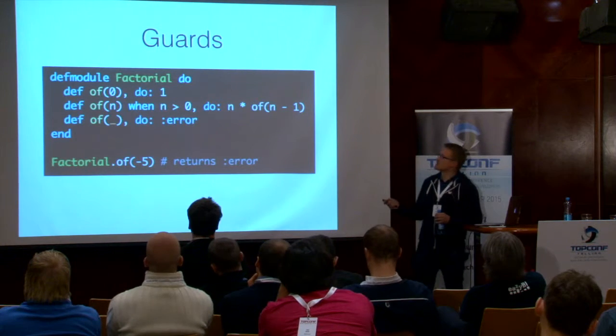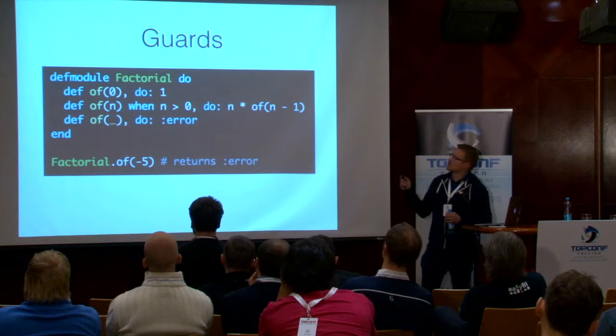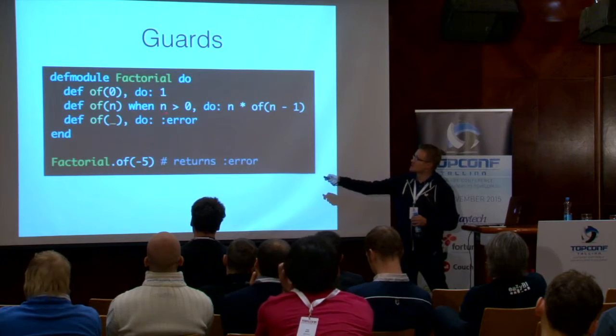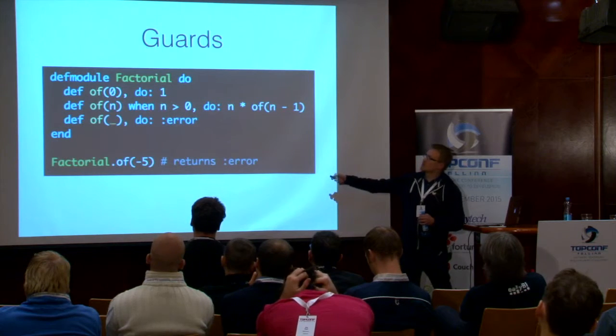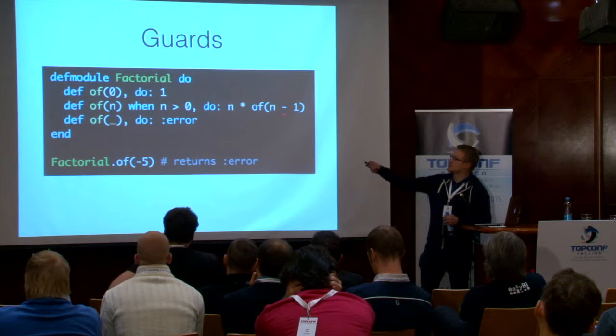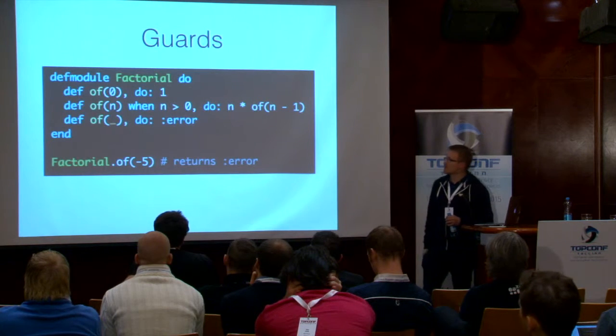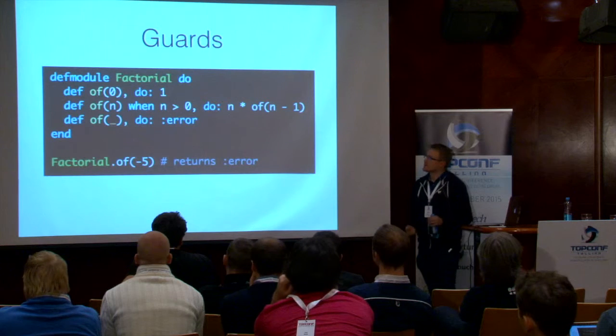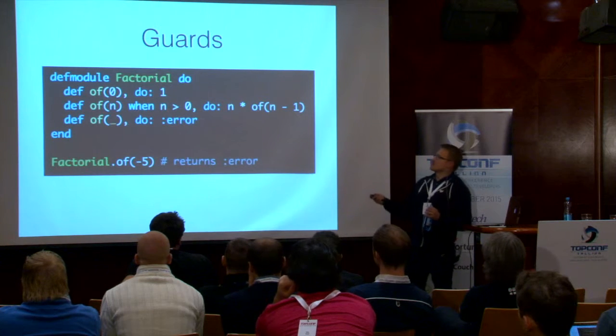Okay, so here's the guard statement. If I would give it a negative value, I can give these kinds of guard statements. Here, we need n to be bigger than 0, and this will then only match in that case, and otherwise we are returning errors. So this is what I like about Elixir. It's really declarative in a way.